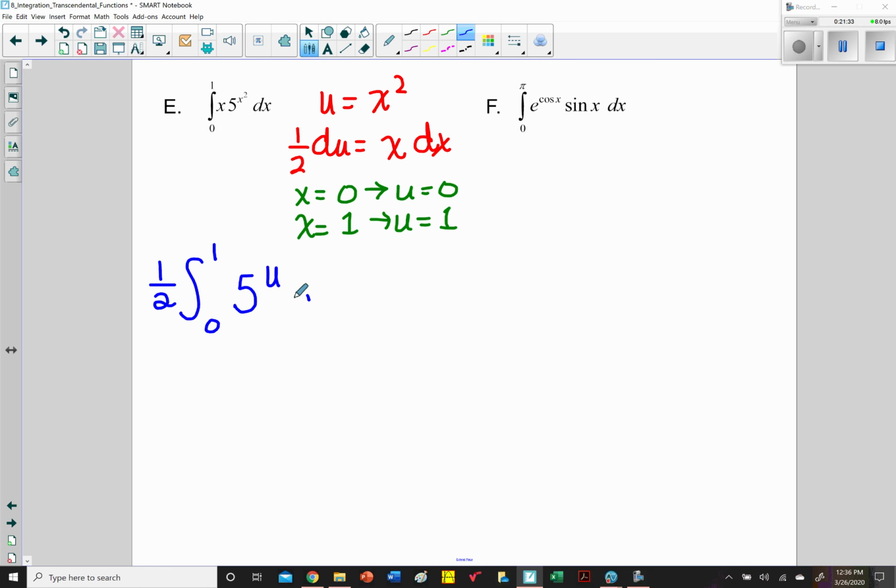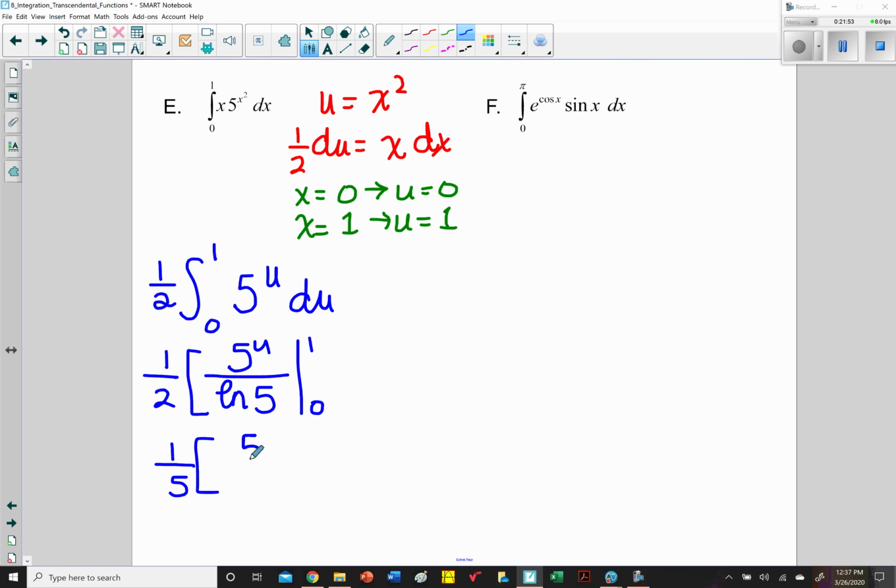5 to the u is our rule. And that follows that we have 5 to the u over ln of 5 evaluated from 0 to 1, which is 1/2 times 5 to the 1 over natural log of 5 minus 5 to the 0, which is 1 over natural log of 5. We can combine those. Oh, got a mistake here. Put a 5 down there. Need a 2 down there.